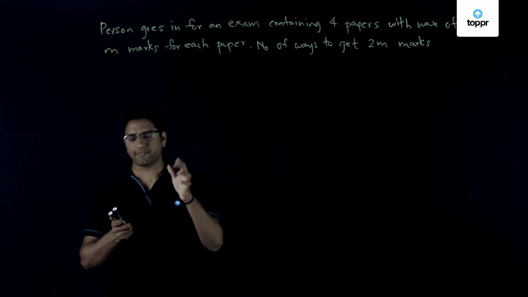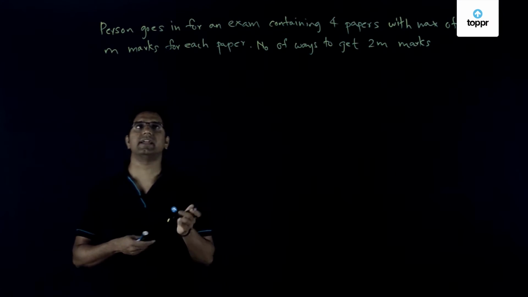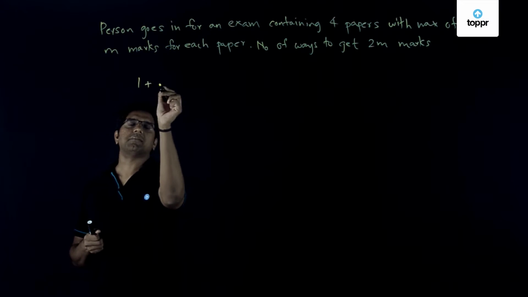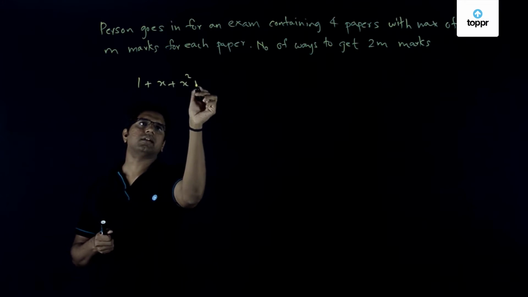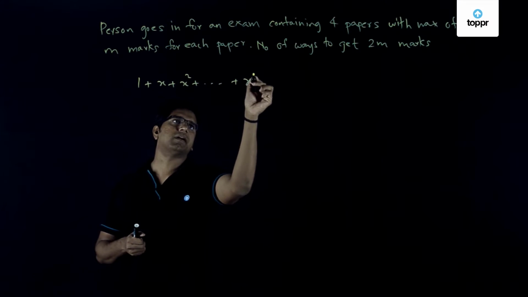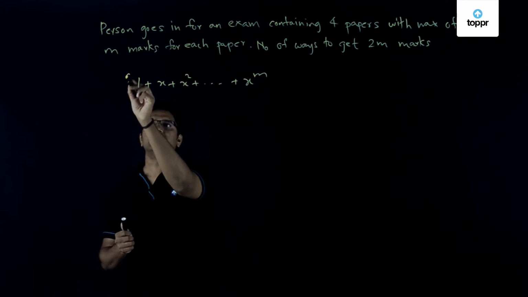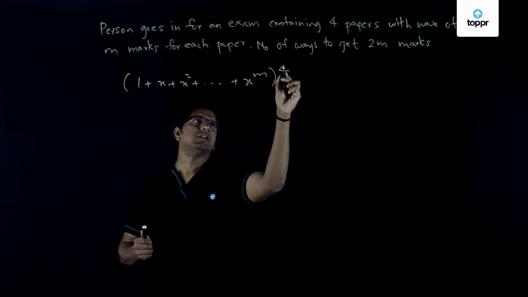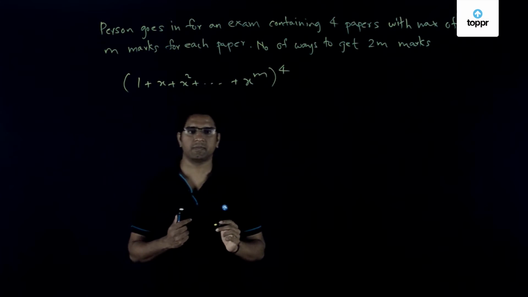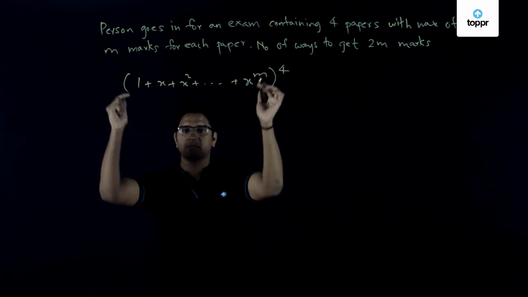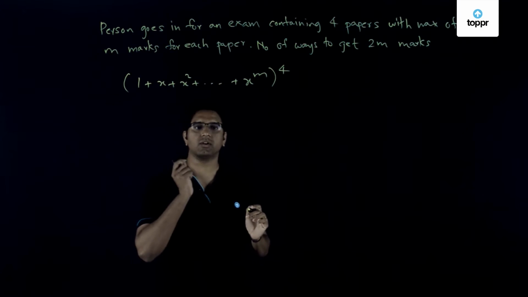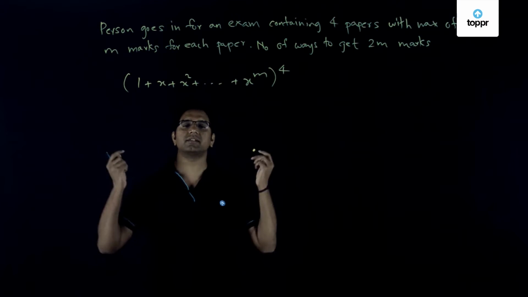If you consider this expansion, that is 1 plus x plus x square and so on till x power m, raised to the power 4. In this expansion, if I look at the coefficient of x power 2m, that is the required answer.